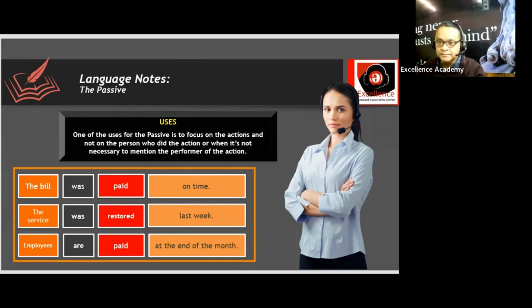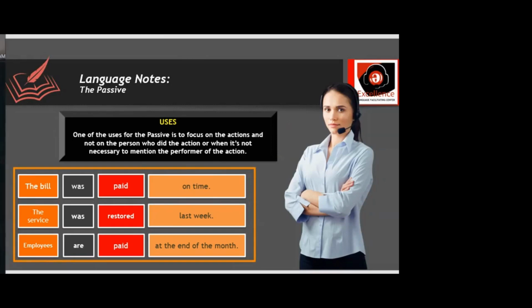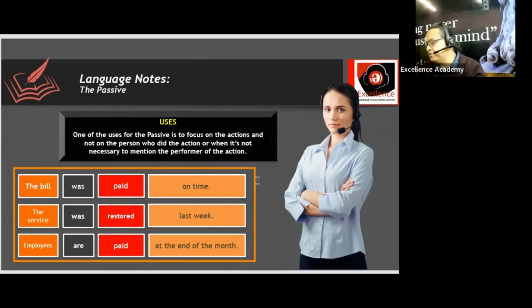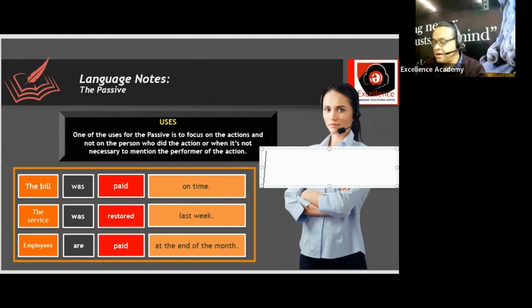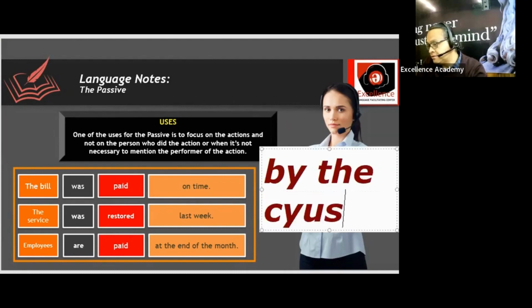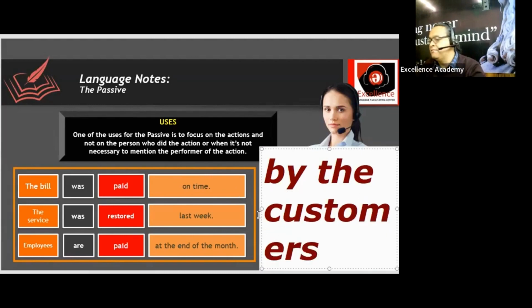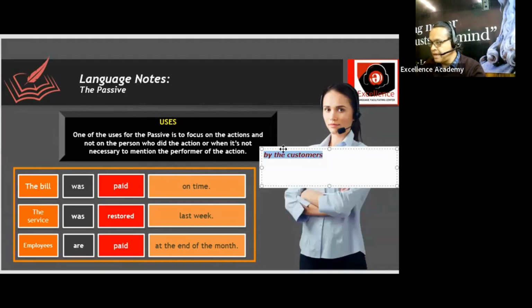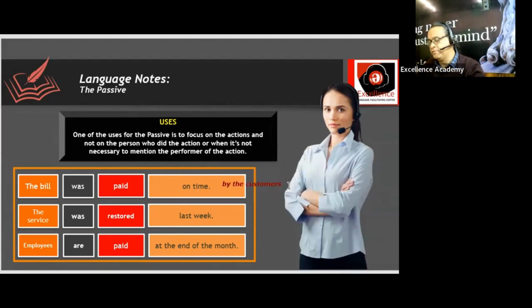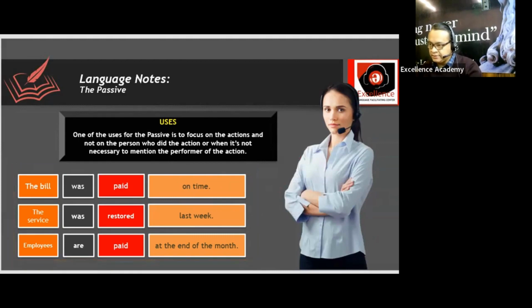Thank you. Okay, the bill was paid on time. You don't need to mention this. The bill was paid obviously by the customer, right? If you need to mention that piece of information, then use the preposition by, and you can report who performed that specific action. But the purpose of the passive voice is not to do that. We just want to focus on the action.